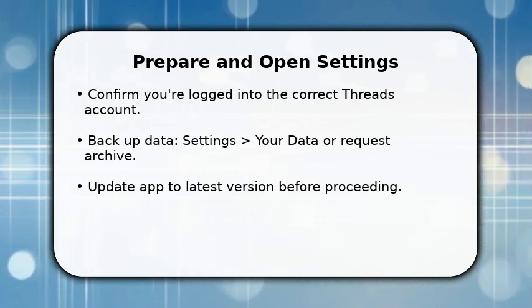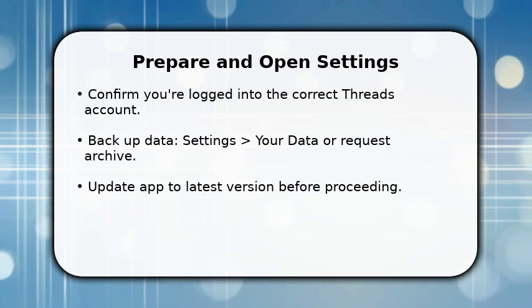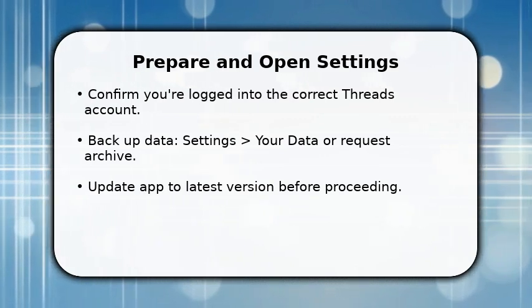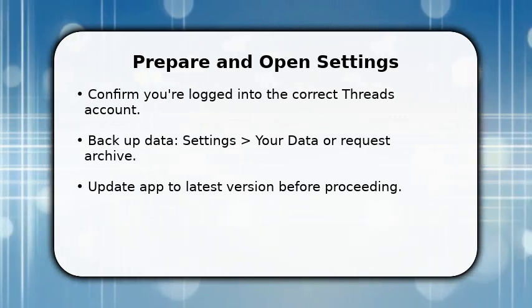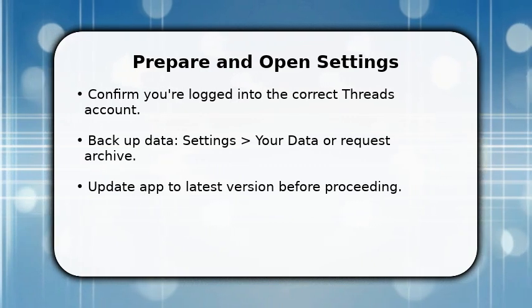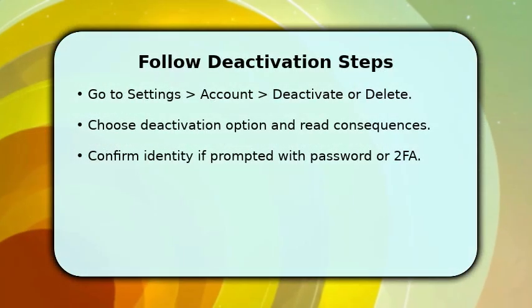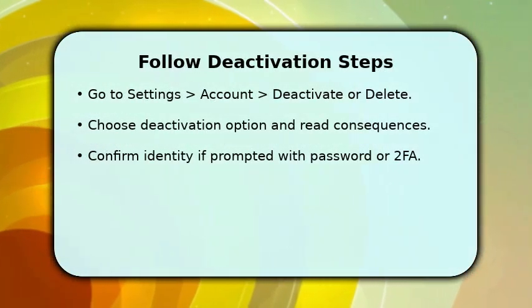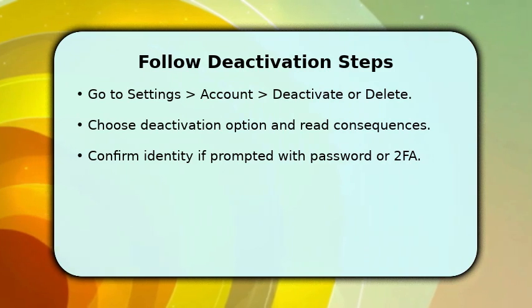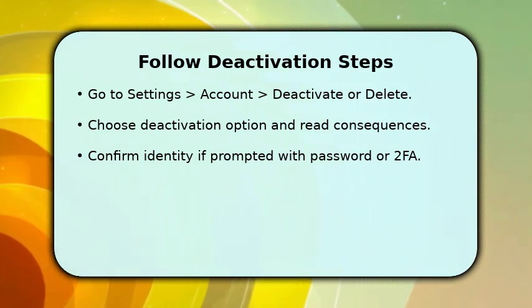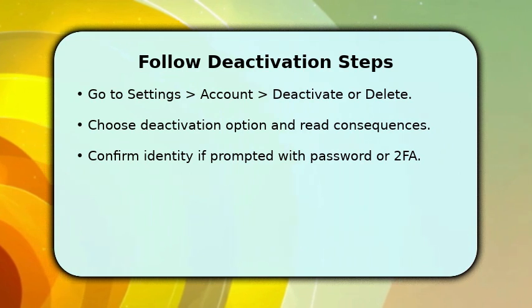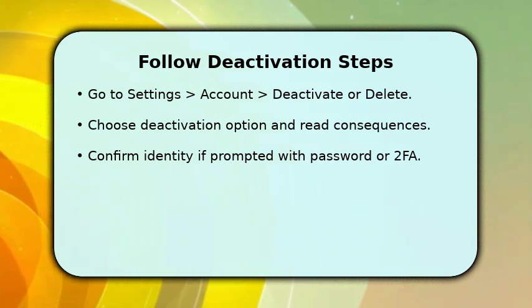Now open your Threads profile, then tap the three-line menu to access settings so you can begin the deactivation flow immediately. You'll now follow the app's deactivation prompt step by step. Navigate to Settings, then Account, and select Deactivate or Delete depending on wording. Read the consequences carefully: what stays, what is removed, and how long the hold period lasts.